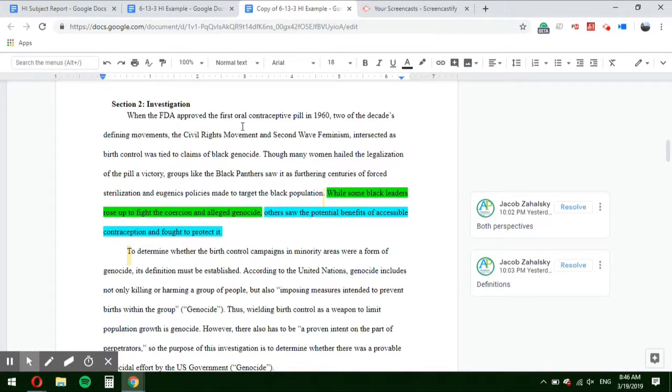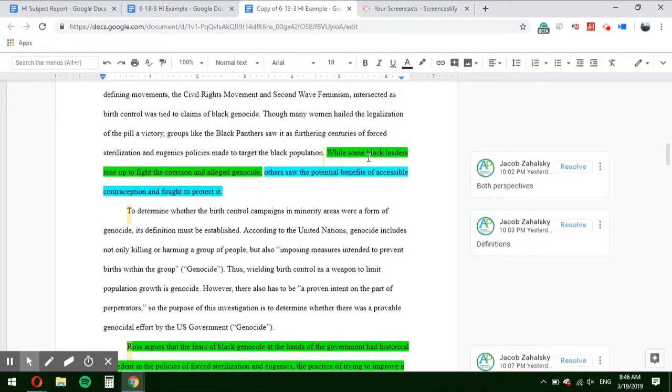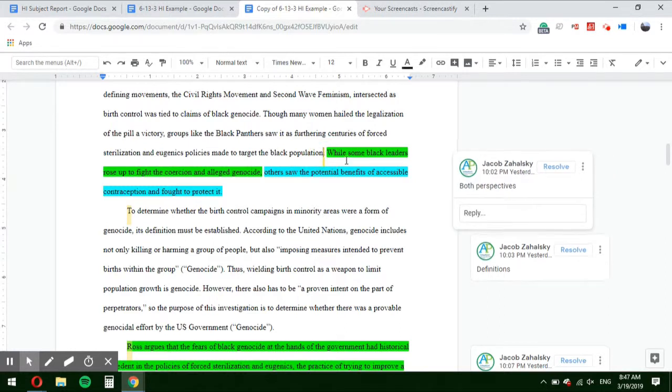What the student has done a really good job of here is basically setting the stage, explaining to the reader the context of this question before they jump into the question itself. And then at the end of their introduction, they provide both perspectives that they're going to be addressing. I've highlighted perspective 1 in green and perspective 2 in blue so that we can look at them as we go through this essay.